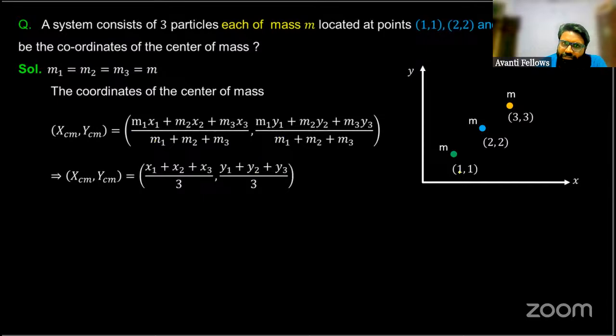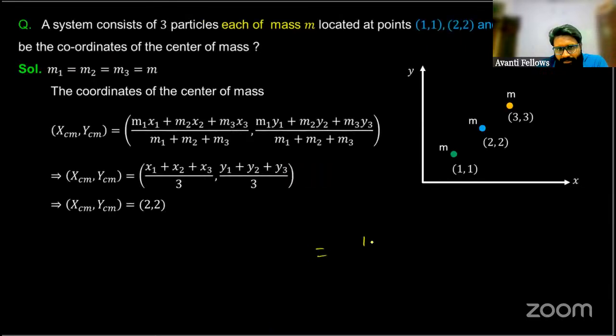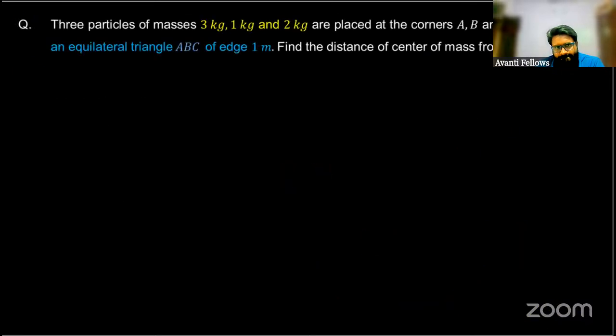Now put the value, mass is same, so it will become like this. You just have to put the coordinate, x1 is 1, x2 is 2, x3 is 3. Similarly for y1 is also same. So if you will calculate here, 1 plus 2 plus 3 divided by 3, 1 plus 2 plus 3 divided by 3. 1 plus 2 is 3, 3 plus 3 is 6. 6 by 3, 6 by 3, coming out as 2. ठीक है, क्लियर है?